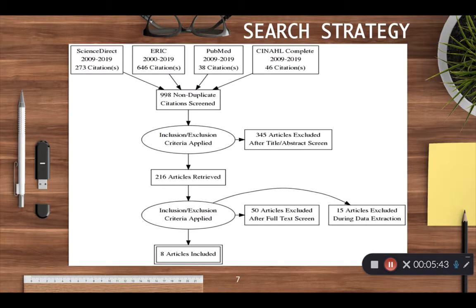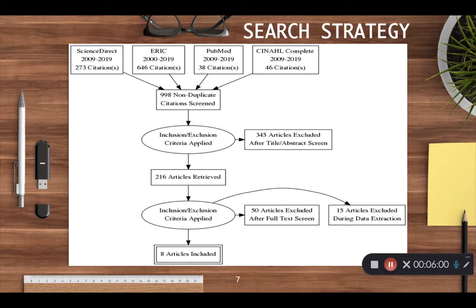And so here is an image of the search strategy, my PRISMA. You can see the different databases that were used. There's about 4 that I mainly focused on. So there were about 998 non-duplicate citations.